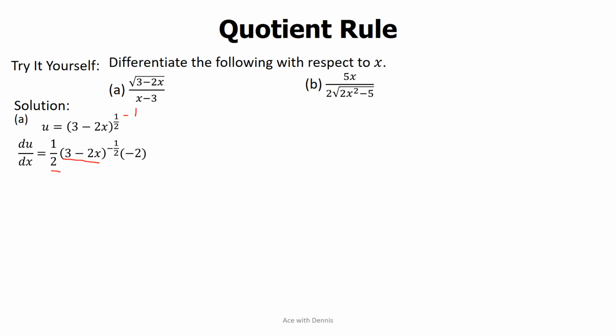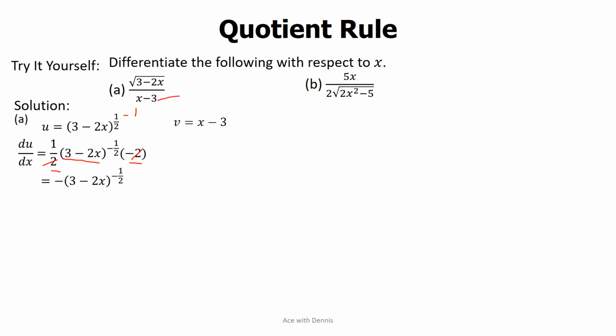Then we differentiate the bracket. So differentiate 3, we get 0. Differentiate negative 2x, we get negative 2. Okay? So simplify, the 2 and 2 can cancel. We get negative (3 minus 2x) to the power of negative half.